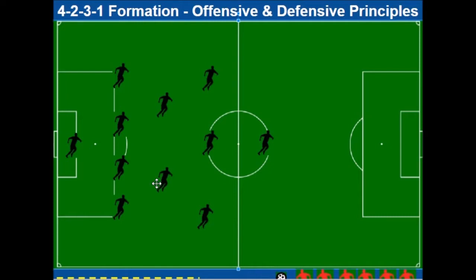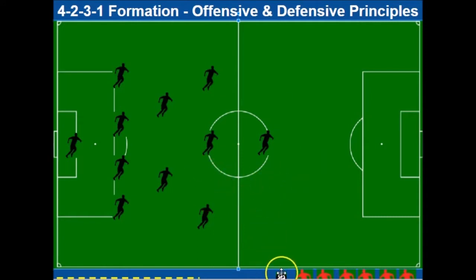It's a very fluid formation, so you're never going to see these lines all the time. This attacking midfielder might push up, and it might look more like a 4-4-2. And so it gives you a lot of flexibility. Disadvantages, some might say, is that you've only got one center forward. So that's asking a lot of these three players to come and complement and get involved. So that's maybe the disadvantage of it.